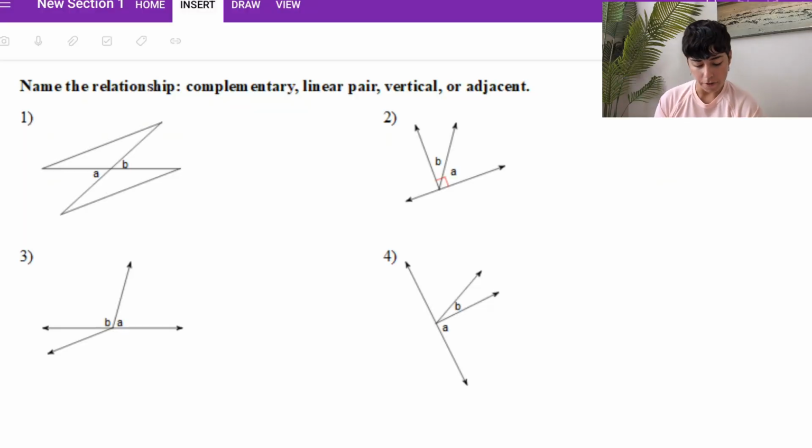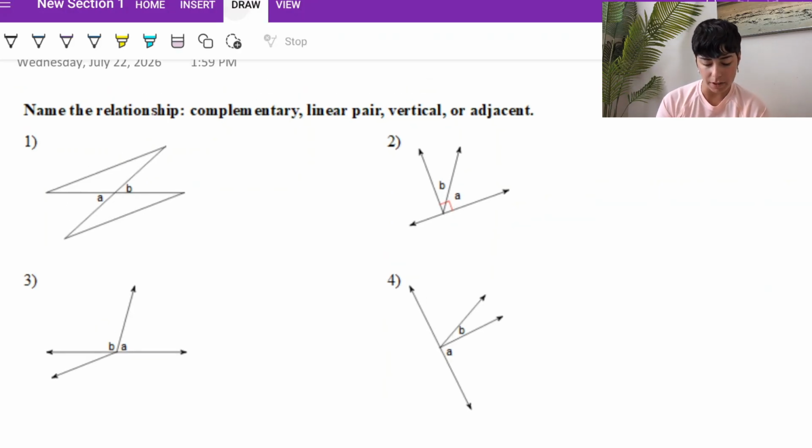Hey guys, today we are going to discuss angle relationships and how we can use them to solve equations. So first off, we need to name the relationship for these four types of angles. They're either complementary, a linear pair, vertical, or adjacent. Well, first we kind of need to know what these words mean.